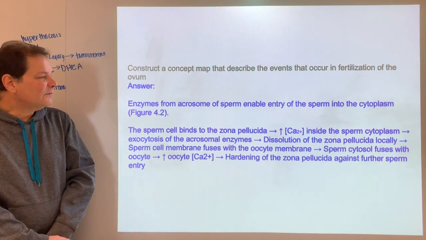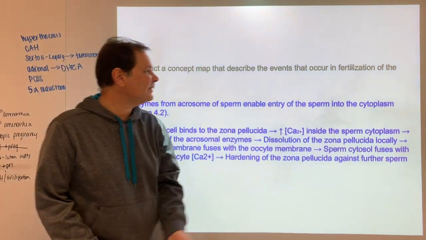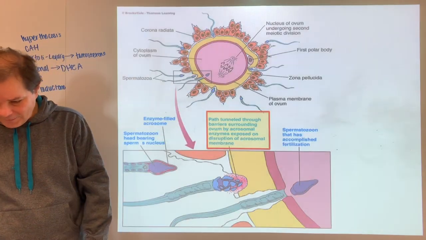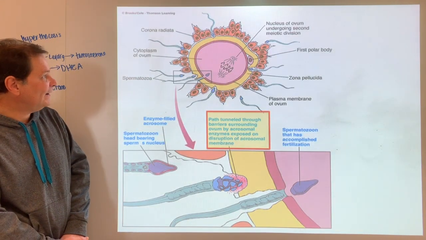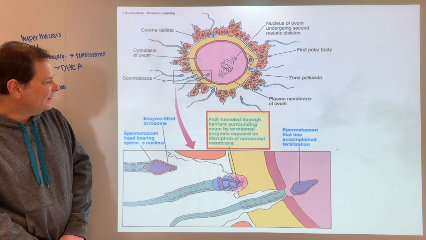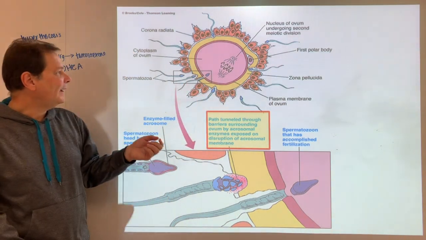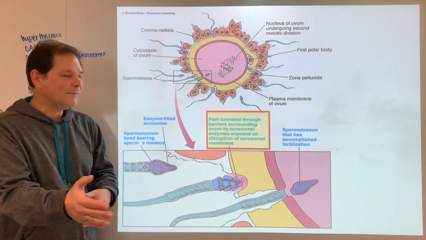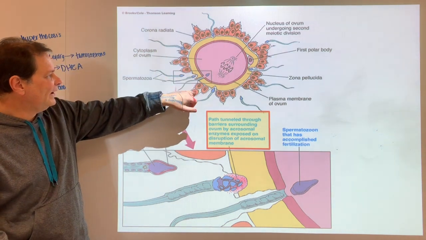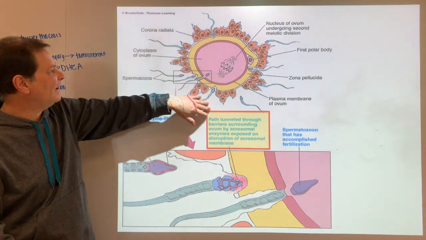So the first self-study question: construct a concept map that describes the events that occur in fertilization of the ovum. Here is my version of that. Of course, this is the figure that it came from. So what you have is the sperm that approaches the oocyte, and it goes into this hypermotile phase, and it attacks the target. It works its way through what's left of the corona radiata.